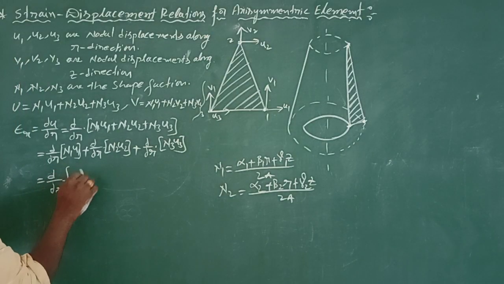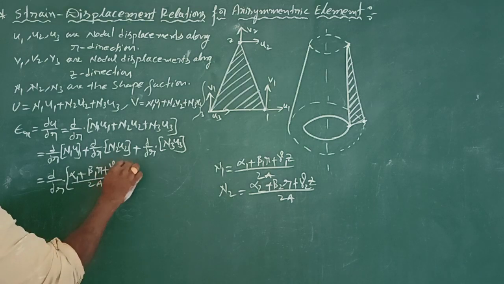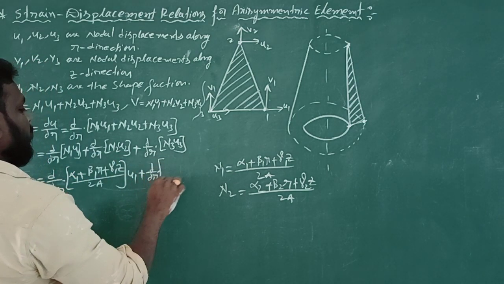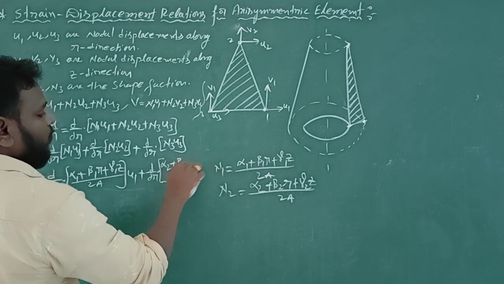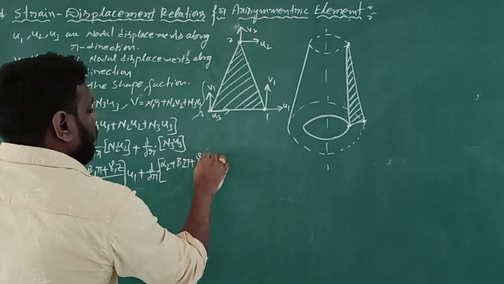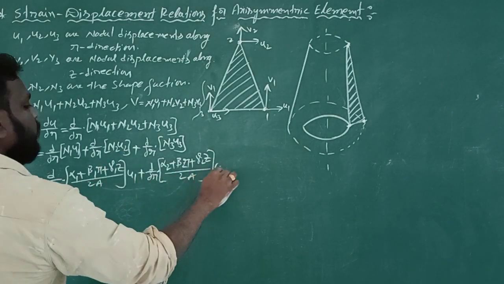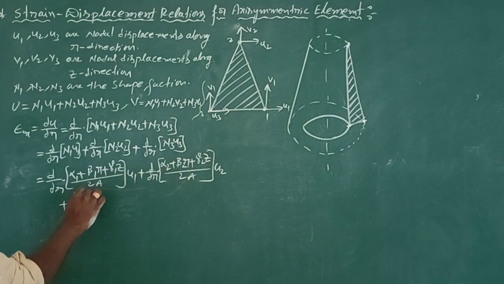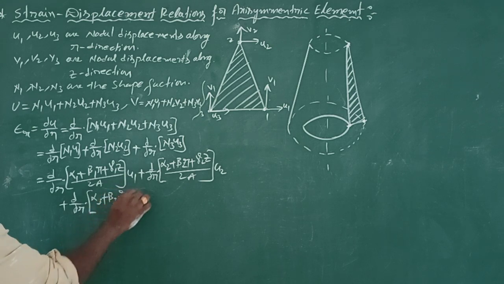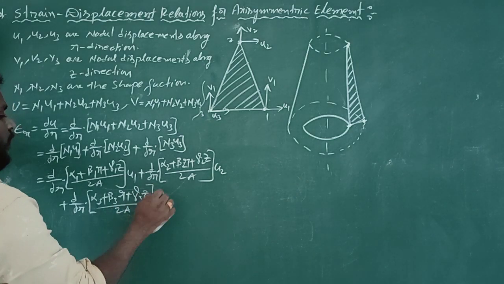Dou by dou r of n1, we know n1 is alpha 1 plus beta 1 r plus gamma 1 z by 2a, into u1, plus dou by dou r of n2, that is alpha 2 plus beta 2 r plus gamma 2 z by 2a, into u2, plus dou by dou r of n3, alpha 3 plus beta 3 r plus gamma 3 z whole by 2a, into u3. Okay, and finally we got this equation.